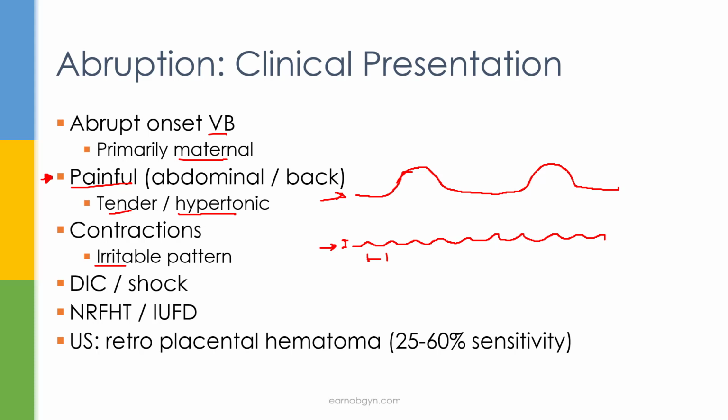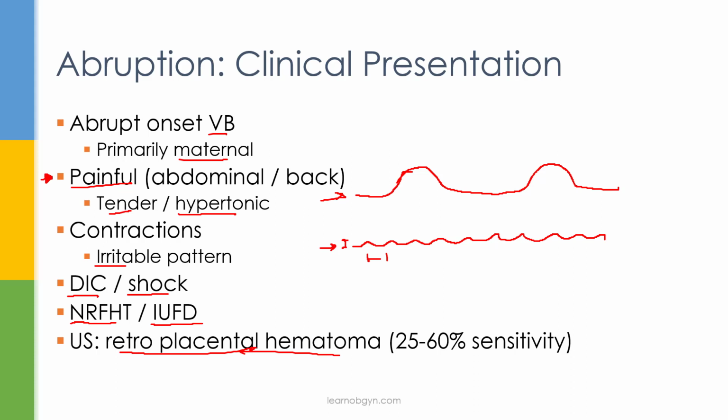If there has been a very significant amount of bleeding, this could potentially lead to DIC and then ultimately shock as the patient becomes hypotensive. And if the mom is significantly anemic or in shock, then not enough blood will be going to the placenta. This will lead to a non-reassuring fetal heart tracing, and if left untreated, it could lead to an intrauterine fetal demise. If there is a significant amount of blood, on ultrasound, you may see a retroplacental hematoma, or a collection of blood behind the placenta and in front of the myometrium.